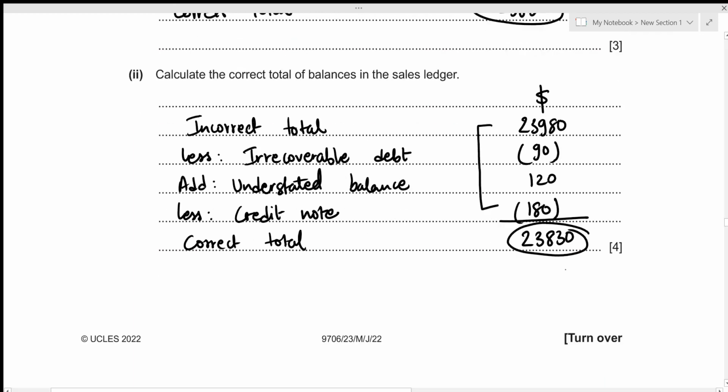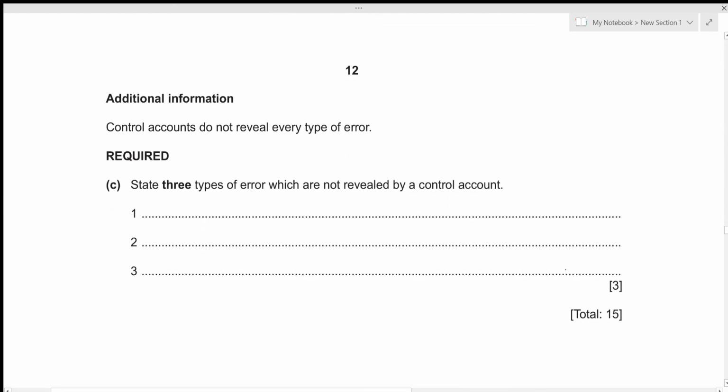Now we can move to the third one. We are given additional information. Control accounts do not reveal every type of error. Now we need to state three types of error which are not revealed by a control account. The first one is error of omission. And this is a kind of error in which we forget to record a particular transaction.